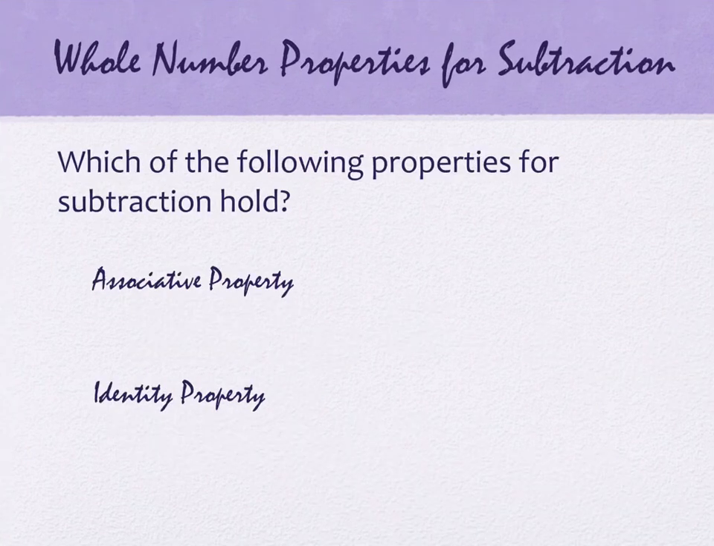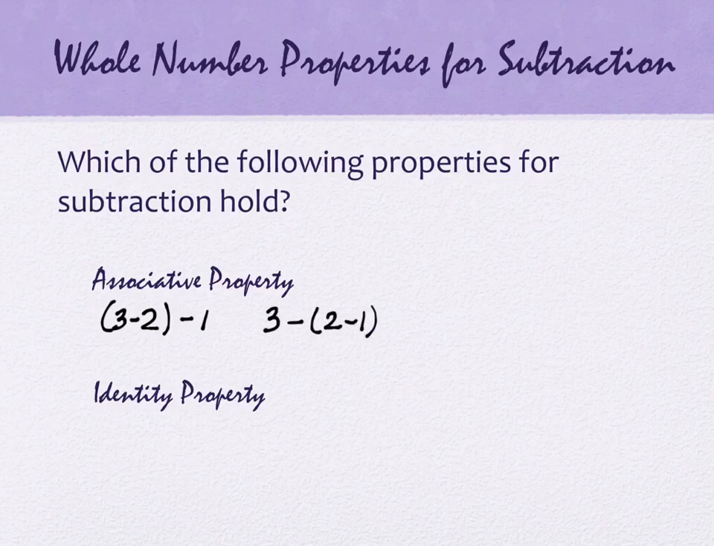I'm going to burst your bubble right away and tell you associative doesn't work either. So I'm going to give you an example just because it's a little bit easier for me to construct this one probably than you guys. If I took 3 minus 2 and then I subtract 1, or if I do 3 minus and then I do the 2 minus 1 like this, let's work from the inside out. So 3 minus 2 would be 1, and 1 minus 1 would be 0. Over here, 2 minus 1, inside the parentheses, is 1, and then 3 minus 1 is 2. And of course, these two are not equal. So no associative property for subtraction.